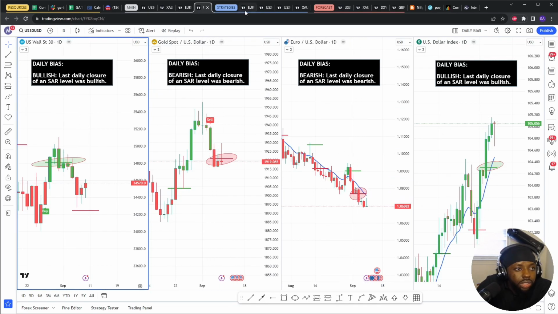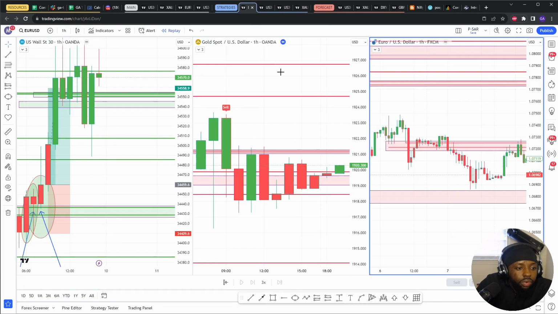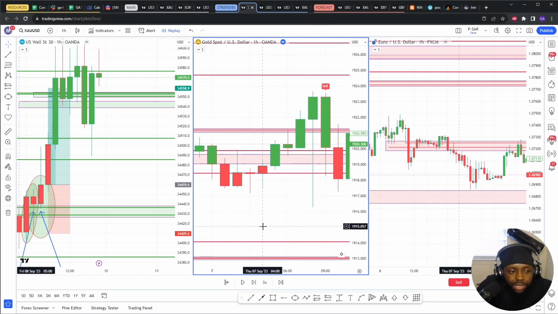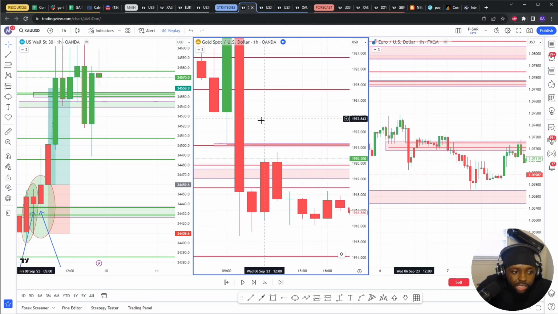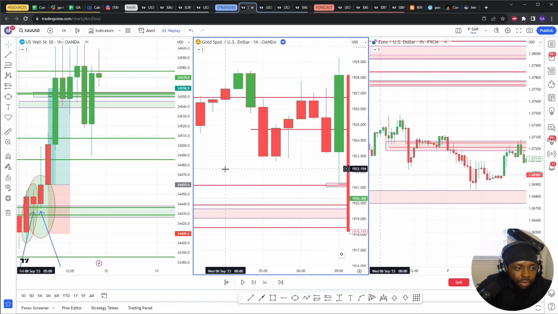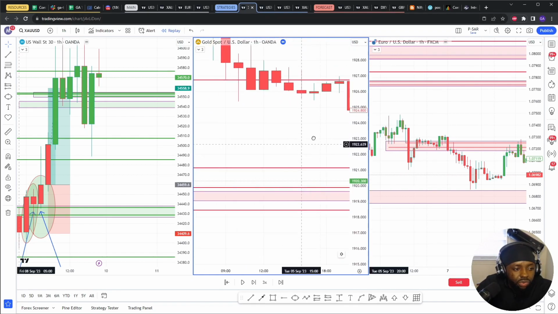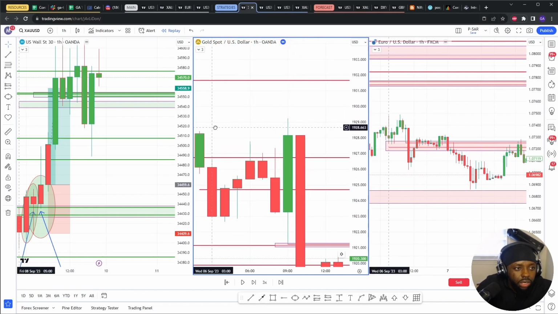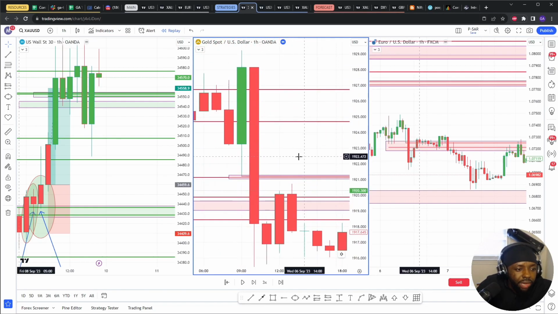Let's see. Where am I? Okay, let's ignore that daily bias for now. Let me just look for a test and rejection entry, because I know I was bullish on gold. We might not get one on.